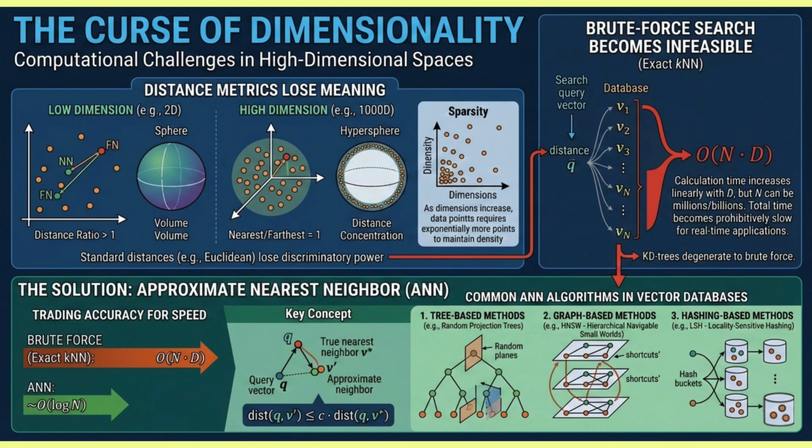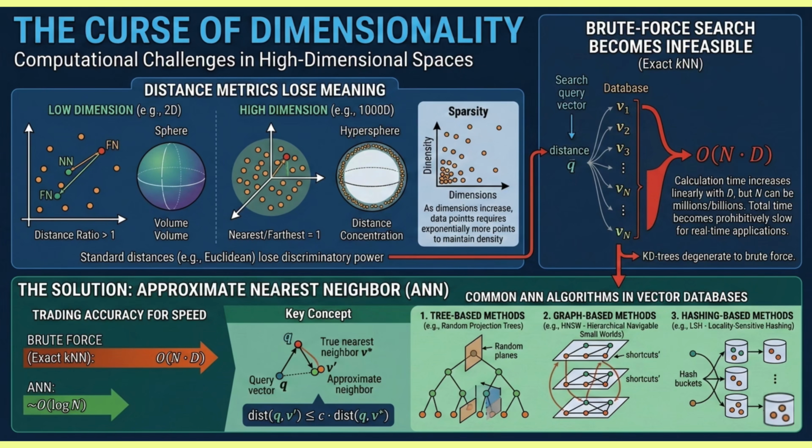The most straightforward way to find the k nearest neighbors for a query vector is a brute force search, or exact nearest neighbors. For a query vector Q, the algorithm calculates the distance between Q and every single vector in the database, and then selects the k vectors with the smallest distances. If there are n vectors and each vector has d dimensions, the complexity of a brute force search is O(n·d).